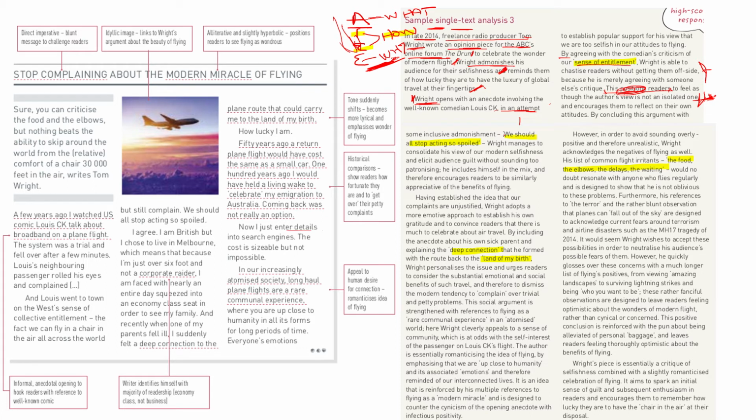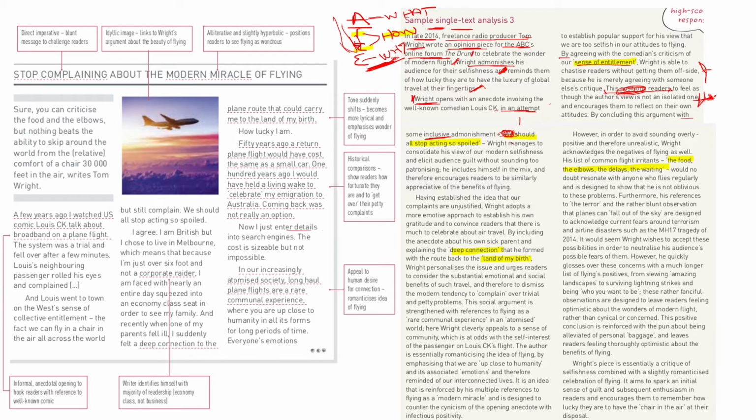By concluding this argument with some inclusive admonishment, so remember we talked about admonishment meaning putting down or telling off, and bringing the quotes there. So by concluding this argument with some inclusive admonishment, quote, "we should all stop acting so spoiled." So this is the inclusive part. Some inclusive admonishment. "We" is that inclusive language.